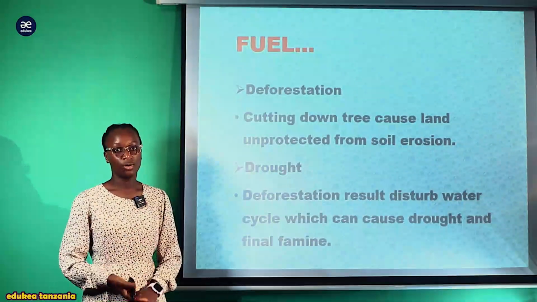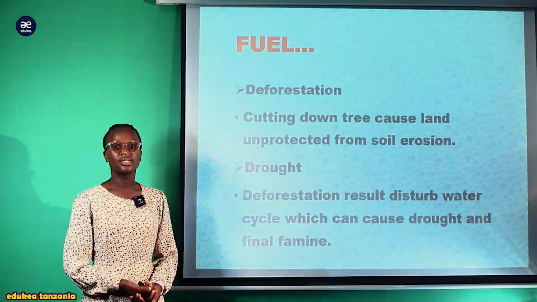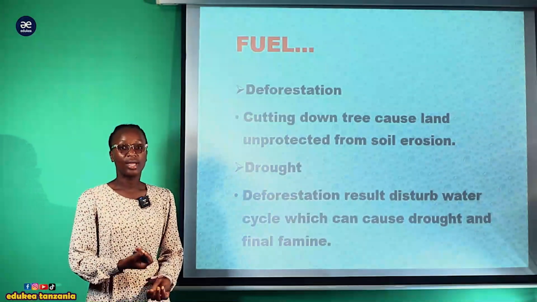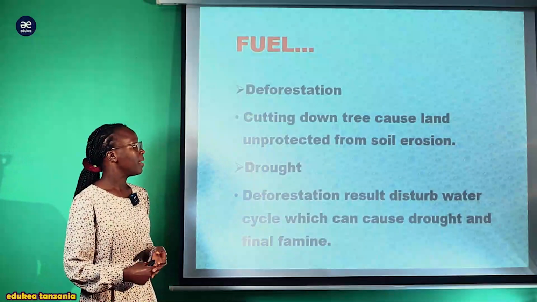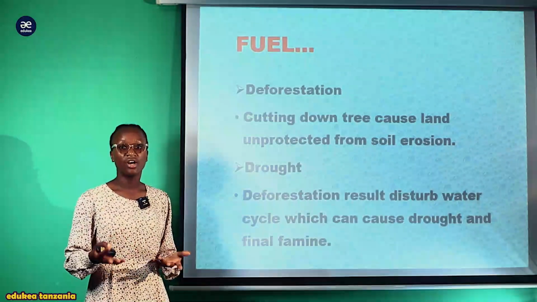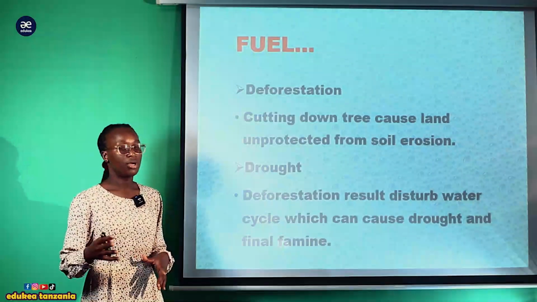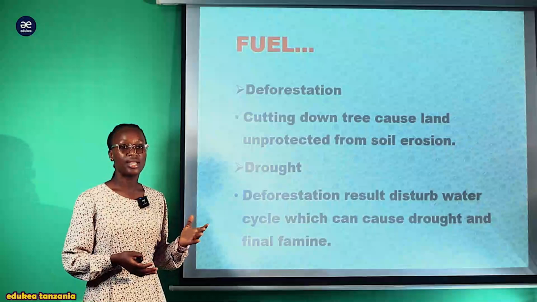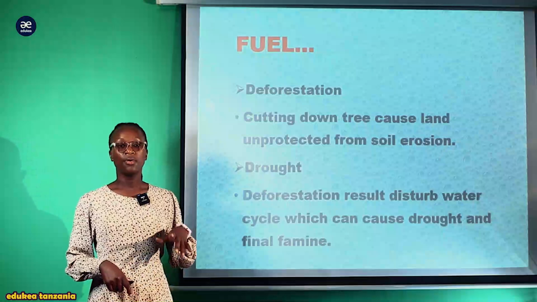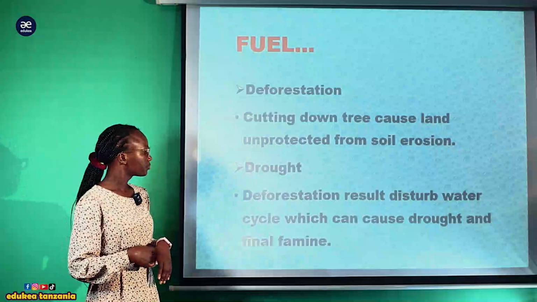Deforestation hiki ni kitendo cha ukataji miti. So in order to manufacture or to produce those coal, charcoals, directly we have to cut the trees. So as you can get the wood, lazima tukate miti. So baada ya kukata miti mean that the soil will be unprotected. Soil inakuwa very prone to soil erosion. Nyesha tu mvua kidogo, mmomonyoko wa ardhi unatokea. So you can see cutting down trees inaharibu ile protection au ile security ya soil, kwa sababu soil itakuwa very prone, inakuwa rahisi sana kupatwa na mmomonyoko.